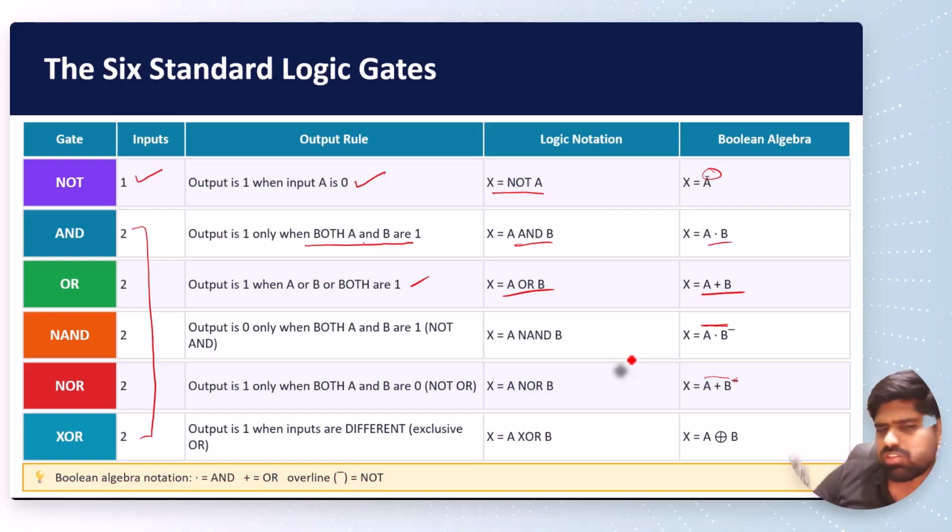That will give you a NOR gate. Exclusive OR is a little bit different. The output is 1 when both inputs are different. If both inputs are different, either 0 1 or 1 0, then it will produce a 1, otherwise it will always produce a 0. It's represented as XOR, and the Boolean algebra symbol is a plus in a circle sign.